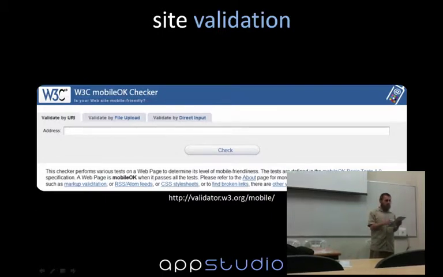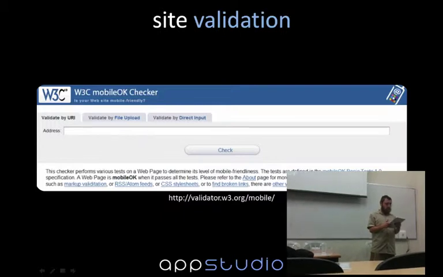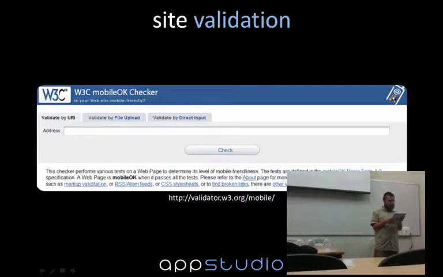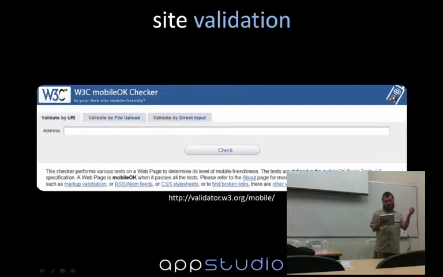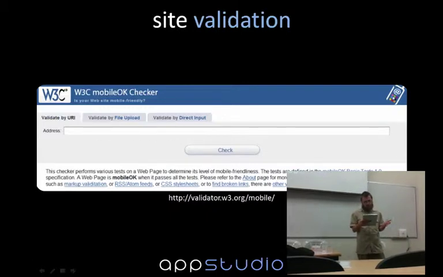Now, once you've checked that it looks nice, it's always important to run a validation. So W3C has their nice W3C mobileOK Checker, and I'm sure you're familiar with how to validate a regular web page. It's no different with a mobile web page. You just put in the URL. You can do your whole site. You can do specific sites. You can do your CSS style sheets.